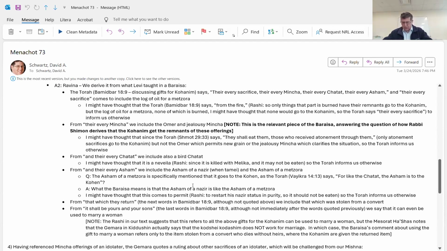Kol korbanam. What do we learn? Every offering, every mincha, every chatas, every asham. That is a pasuk that says, "What are the gifts of the Kohanim?" This is the pasuk in Bamidbar, perek yud-ches, pasuk tet. Kol korbanam comes to include the log shemen of the metzora. It teaches us that the Kohanim get the remnants of the log shemen that are put on the ear, the thumb and the big toe of a metzora who is going through the purification process.